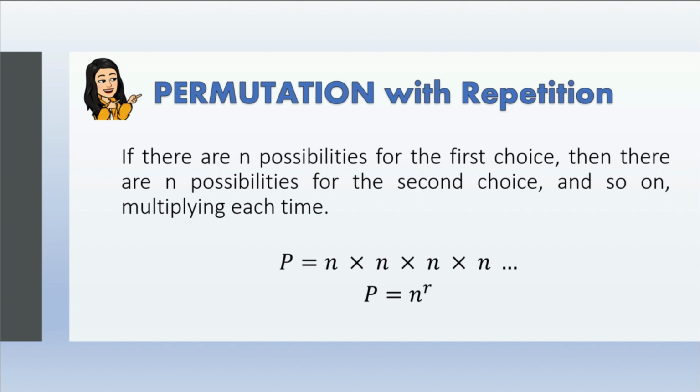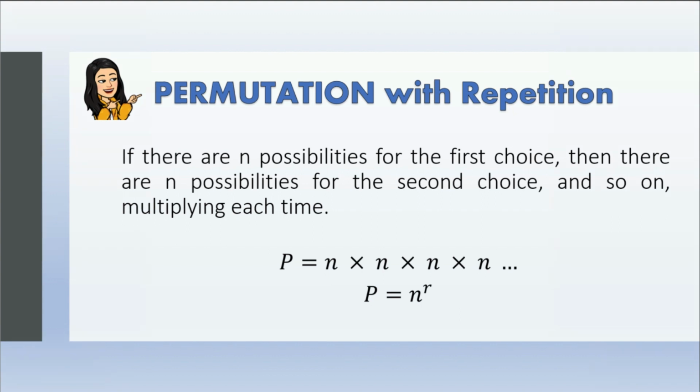Like in the passcode, if we are going to create a 4-digit password wherein repetition is allowed, in the first digit we have 10 choices, and that includes 0, 1, 2, 3, 4, 5, 6, 7, 8, and 9. Same with the second digit, third digit, and fourth digit. So if we represent it, we have 10 times 10 times 10 times 10. Or in short, we have 10 raised to 4.